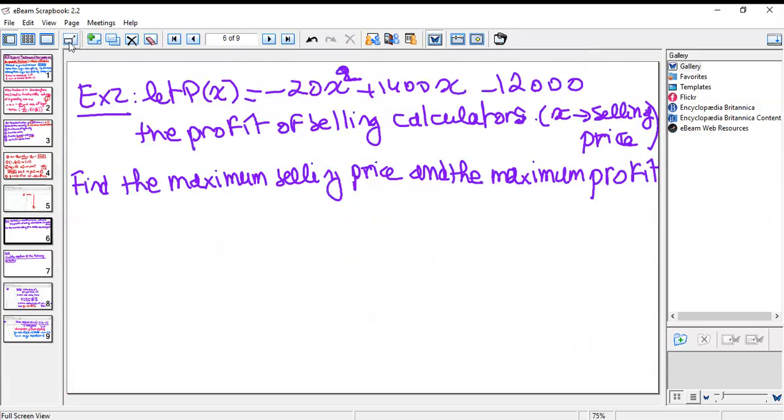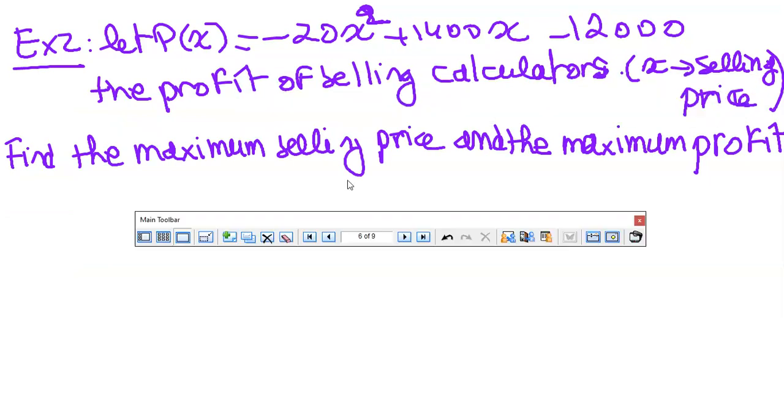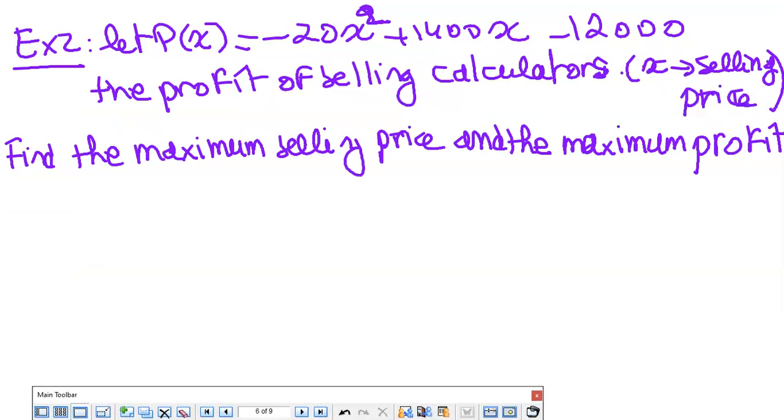Let's move to another example and we're going to see how we can link this function to real life. If this equation represents the profit, minus 20x squared plus 1400x minus 12,000, it's a profit of selling some calculators. x represents the selling price. I need to find the maximum selling price. It means I need to find the maximum value of x and the maximum profit. Once I have x, I will replace. So let's look at it.